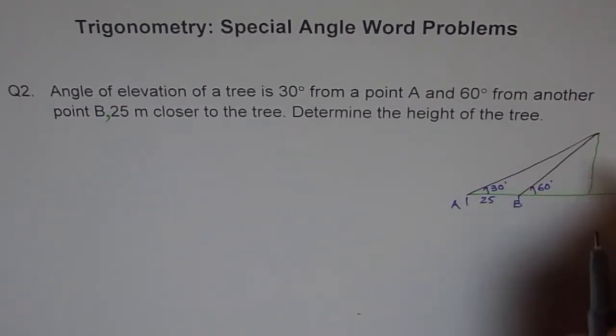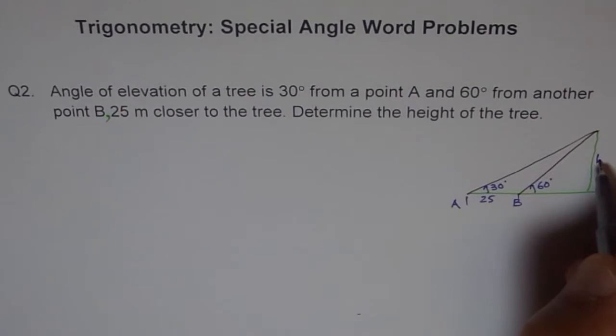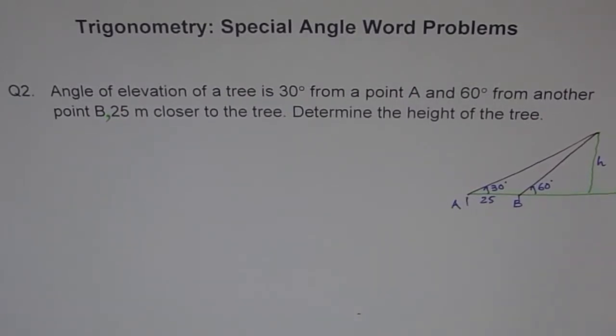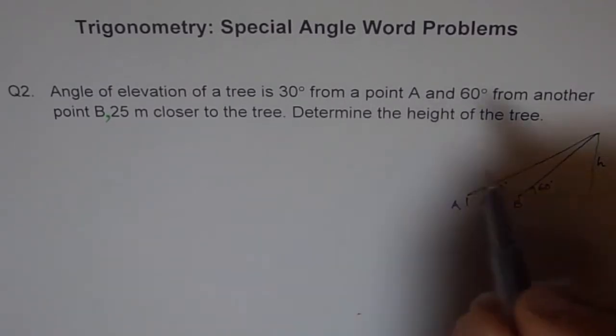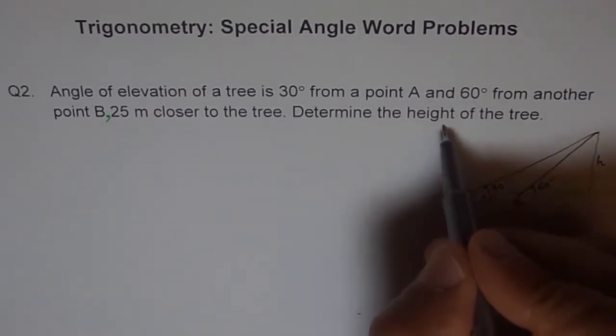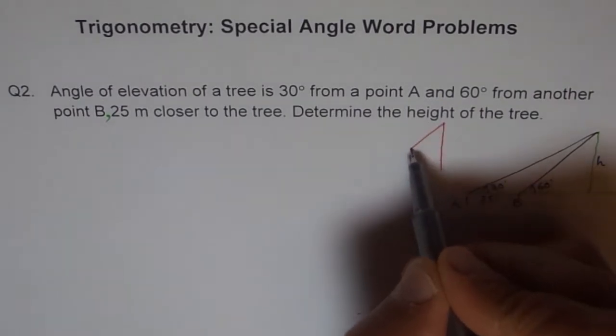Now what do we need to find? We need to find height of the tree. Correct. So we are again going to use special triangles. So it's a good idea to draw our special triangles once again. So here let's make our special triangle, and the special triangle is here.